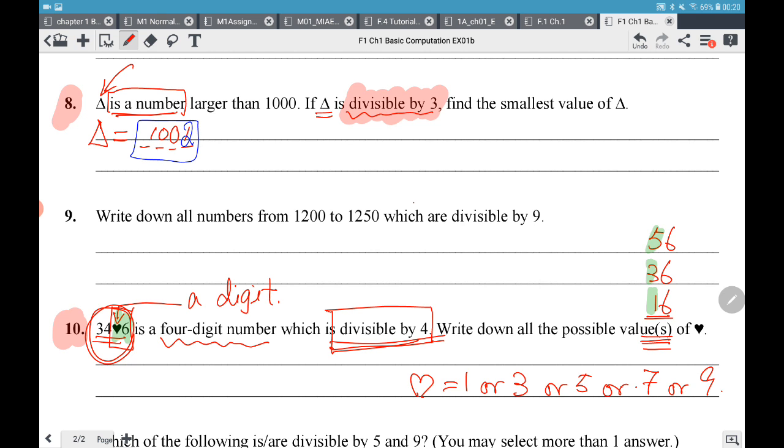So in question 10, we find that we can put 5 different numbers into the digit. Therefore, the heart can be 1, 3, 5, 7 or 9. We have to write down all the possible values of the heart.